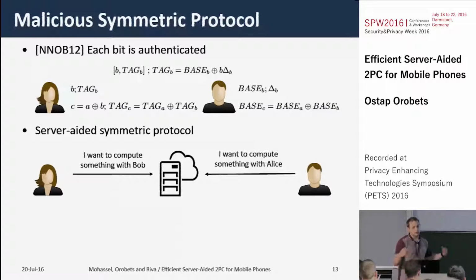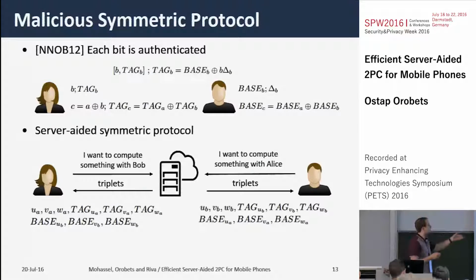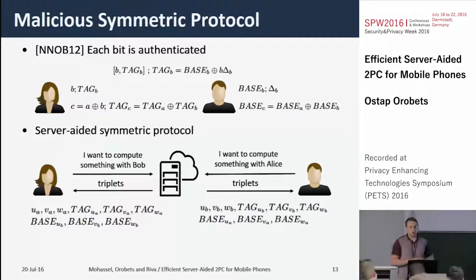So basically, at this point, Alice and Bob come together. Alice says, I know Bob, and Bob says, I know Alice, and we want to do computation, and we need that many triplets. And this server, besides those 3 bits, generates a tag on them and generates bases on the opposite party's bits.